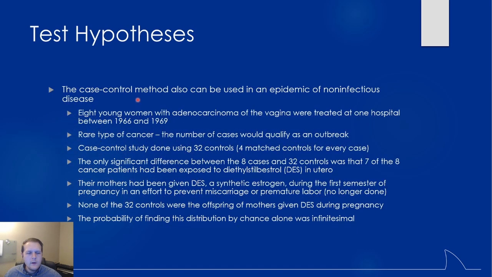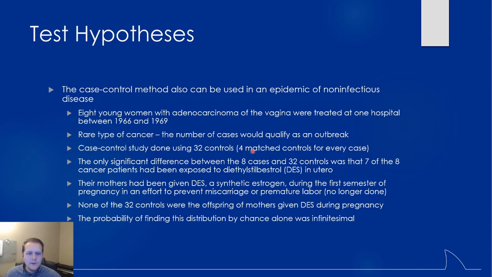We can use case control methods for other types of, say, non-infectious disease. This is an interesting case where they had 8 young women with adenocarcinoma of the vagina who were treated at one hospital between 1966 and 1969. It's a really rare type of cancer, and the fact they had 8 cases of it in a short period of time was considered an outbreak. So what they ended up doing was a case control study where they compared 32 controls, basically 4 matched controls, or similar people, to every case they had.